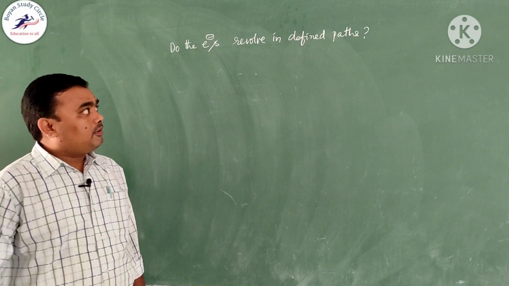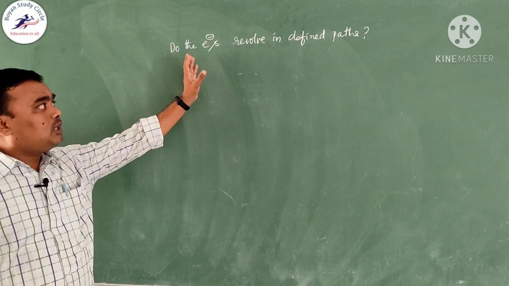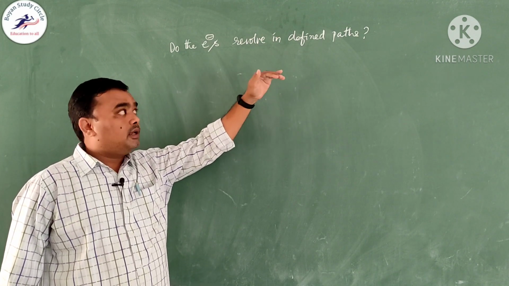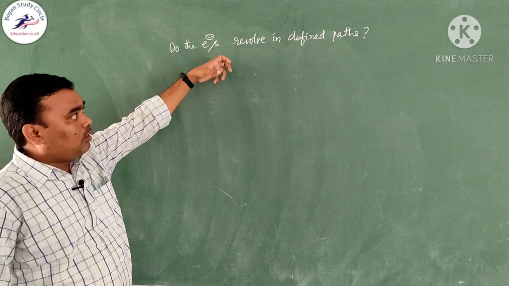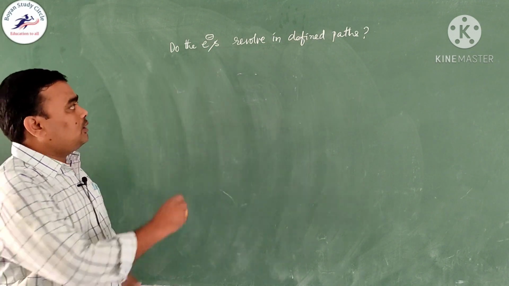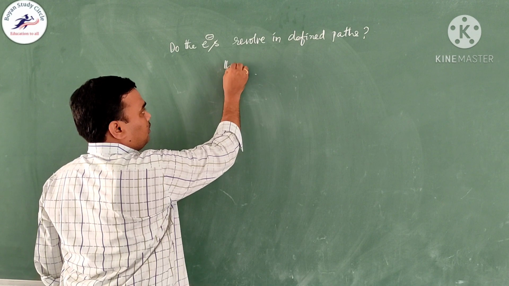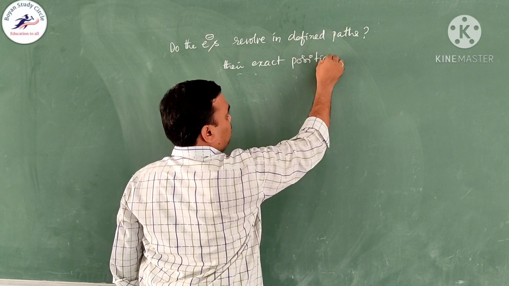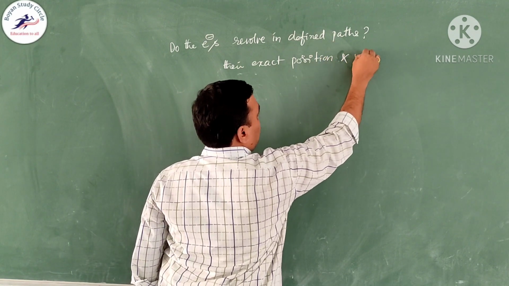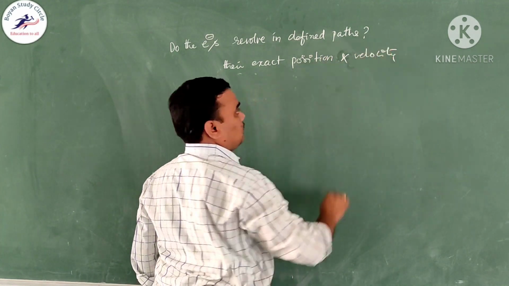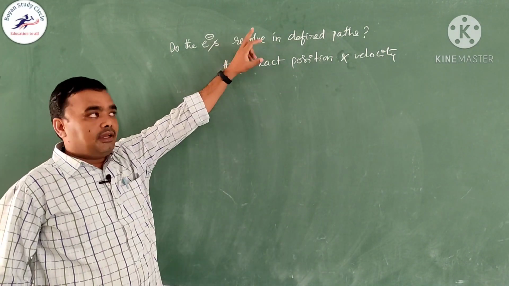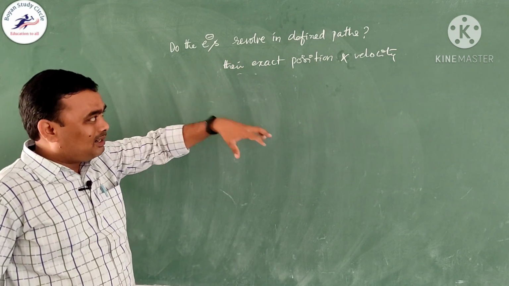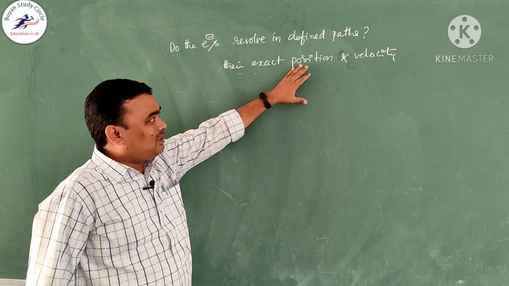Children, here we have a question: do the electrons revolve in defined paths as said by Bohr? If they are revolving in defined paths, you should be able to find out their exact position and velocity at any time.